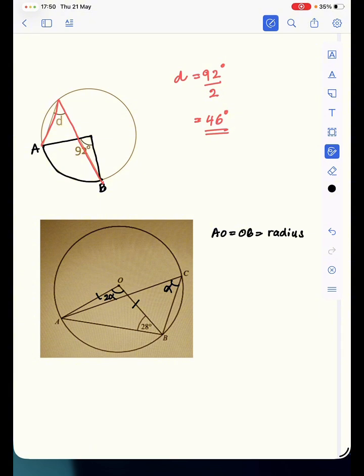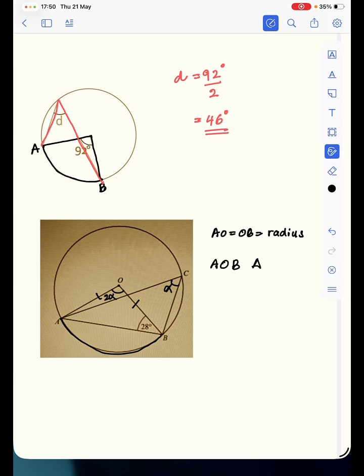Then what is the arc? Arc is AB. That arc is subtending angle AOB at the center and angle ACB on the circumference. Now there is an isosceles triangle. Do you see that? Triangle AOB is an isosceles triangle. What does isosceles mean? Two legs are equal. What are those two legs? AO and OB, the radius of the circle.